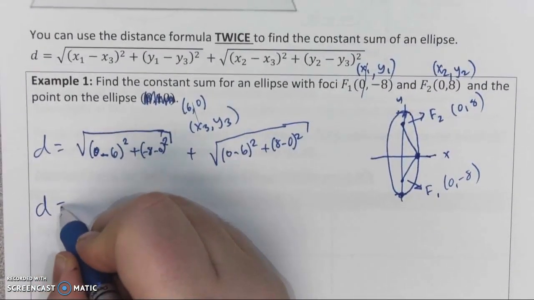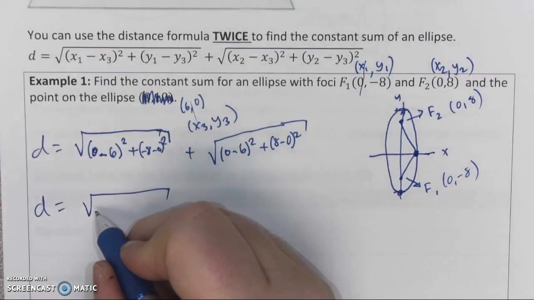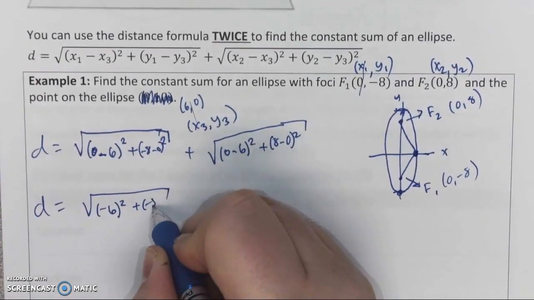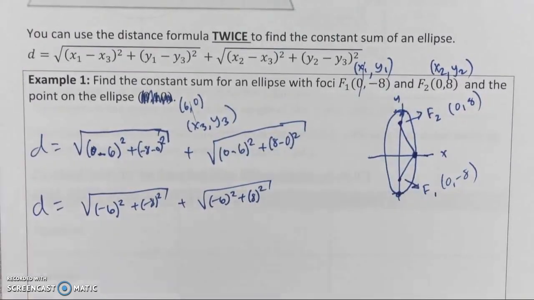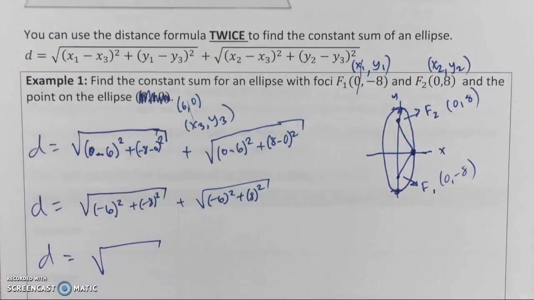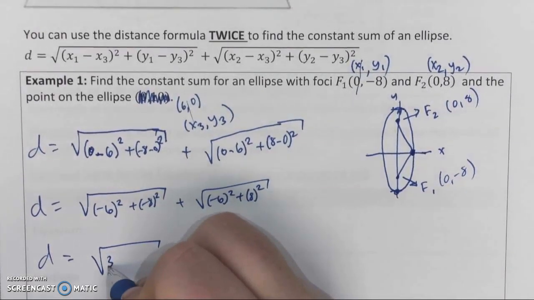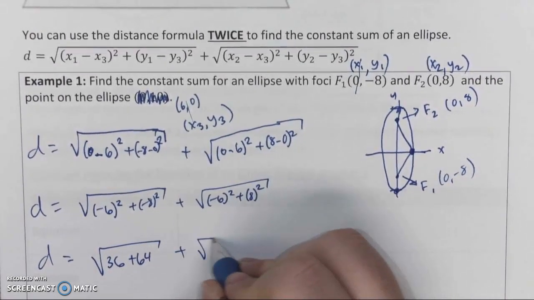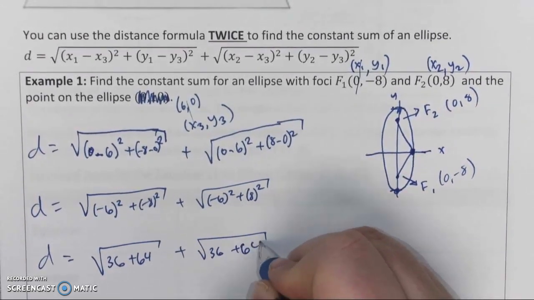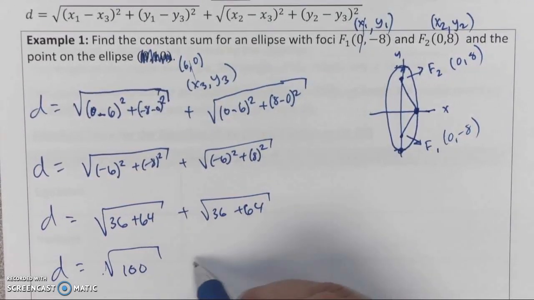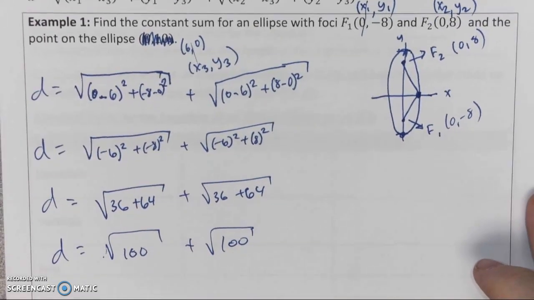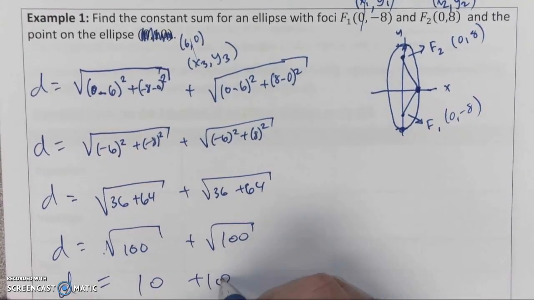And we can simplify this a little bit. Your distance is the square root of 0 minus 6 is -6 squared plus -8 squared, plus the square root of -6 squared plus 8 squared. So then we can simplify: -6 squared is 36, 8 squared is 64, and you get the same thing in the next parentheses, so 36 plus 64. 36 and 64 is 100, so this is the square root of 100 plus the square root of 100. The square root of 100 is just 10, so your distance is 10 plus 10, which in this case is 20.